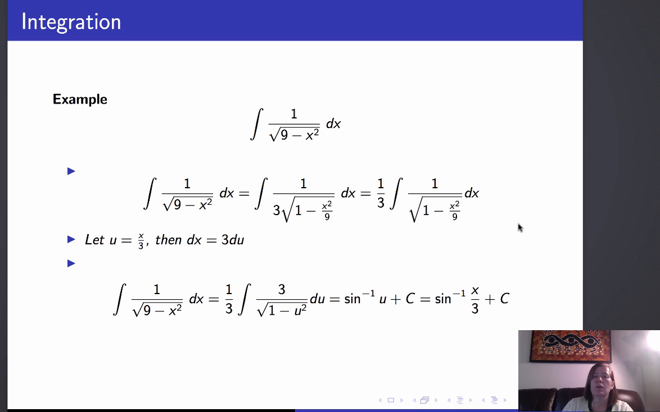And of course, that's 3 over 3, which is 1, times the integral of 1 over the square root of 1 minus u squared du, which is sine inverse of u plus c. And now, of course, because we were asked to calculate an integral in x, it's polite to give the answer back in terms of x, so converting sine inverse of u to a formula in x's, we have u equals x over 3, so it's sine inverse of x over 3 plus a constant.